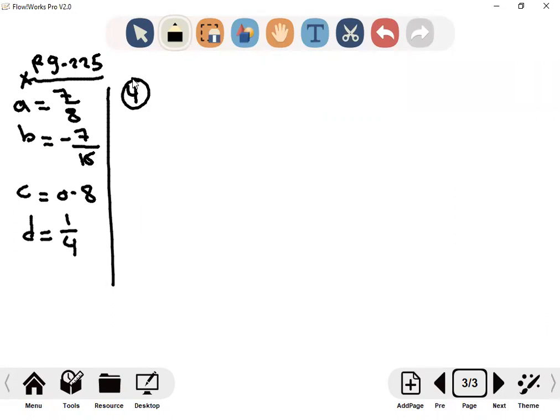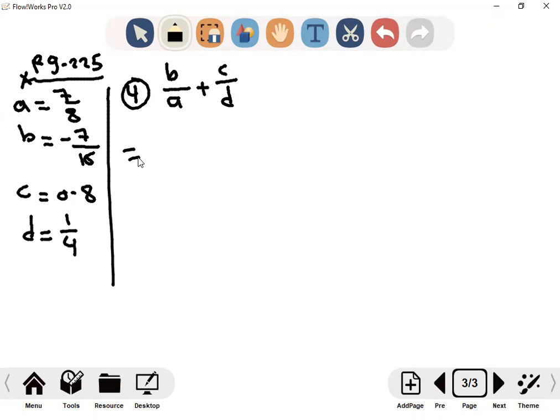So copy with me. In 4 we have B over A plus C over D, right? Come on, focus. Now B is given as negative 7/16, A also, C and D also. So let's replace each variable by its value, right? So this is equal. Do you understand, Ghassan? Yeah.